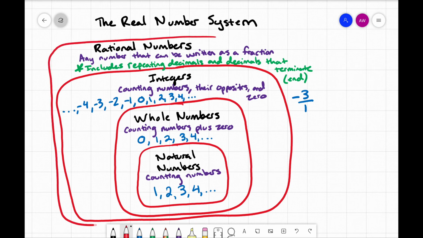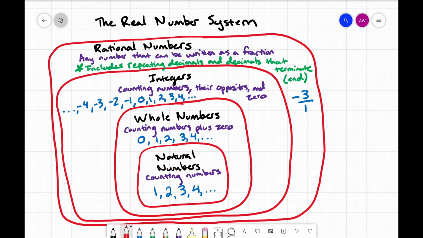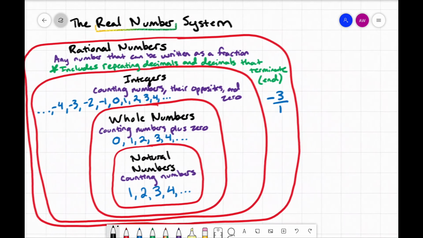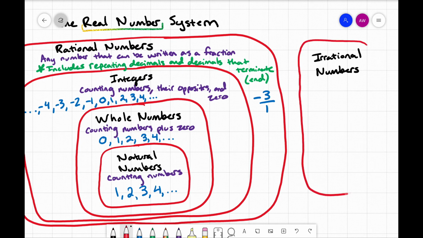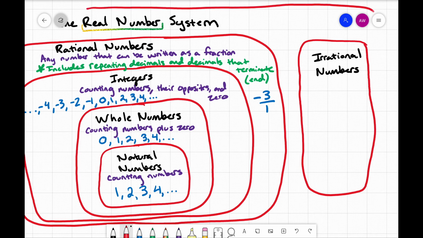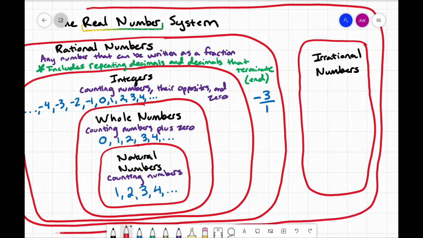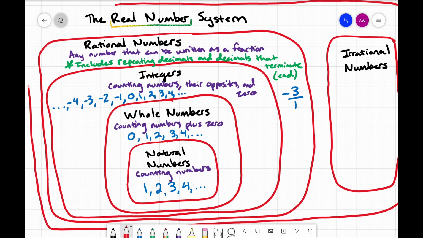And now we've finally gotten out into the real number area, which includes the rational numbers and the integers and the whole numbers and the natural numbers. But actually, over on the side here, we also have a different type of number. Over here, we have irrational numbers. And so they are their own separate section, but they fall under the real number system.